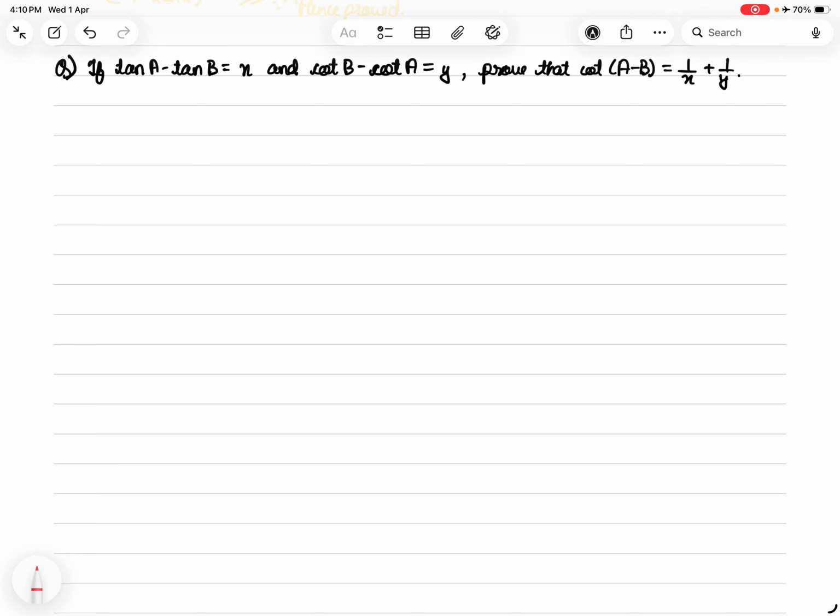Good morning everyone, namaste. Today we're going to be solving this question. If tan A minus tan B is equal to x and cot B minus cot A is equal to y, prove that cot(A minus B) is equal to 1 by x plus 1 by y.